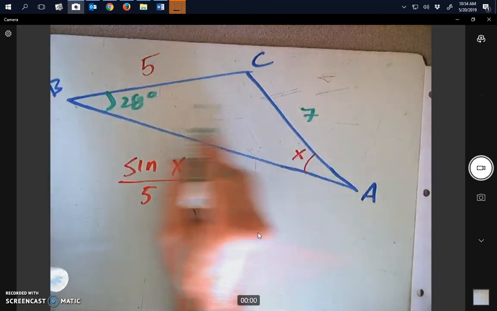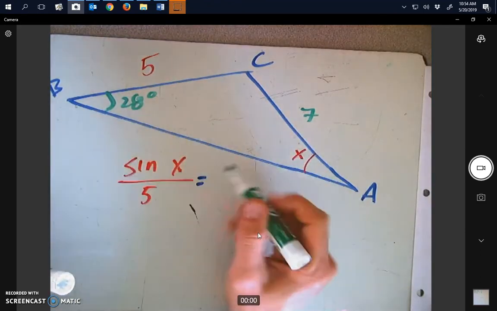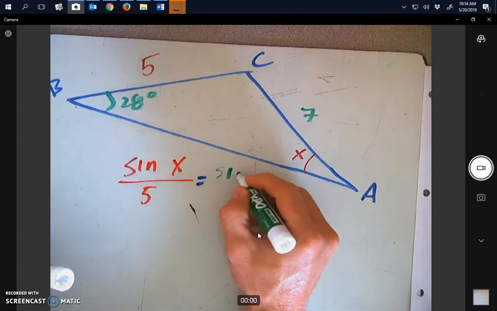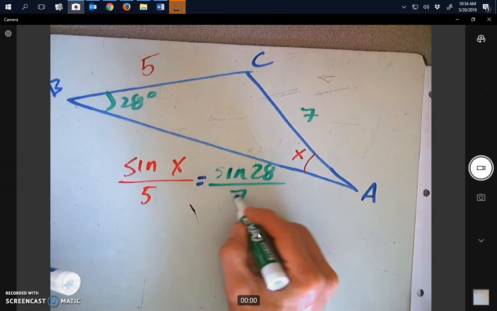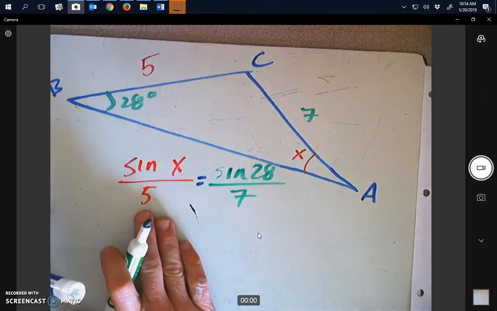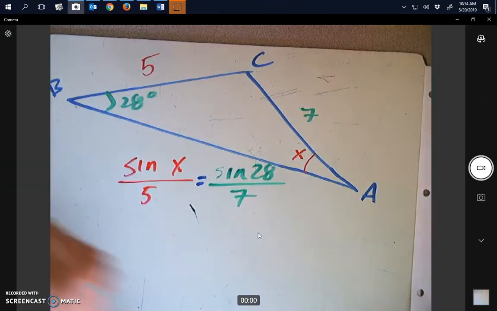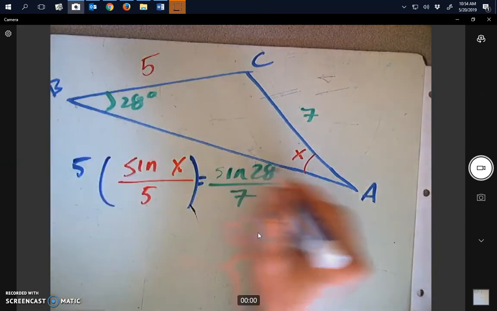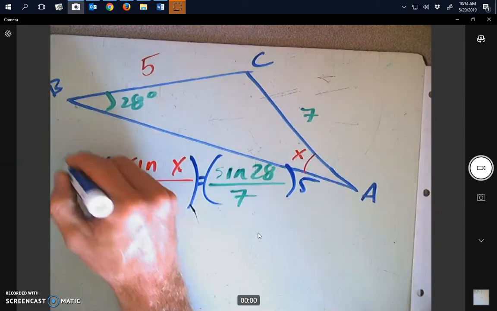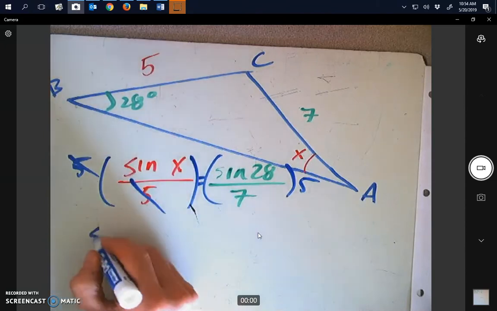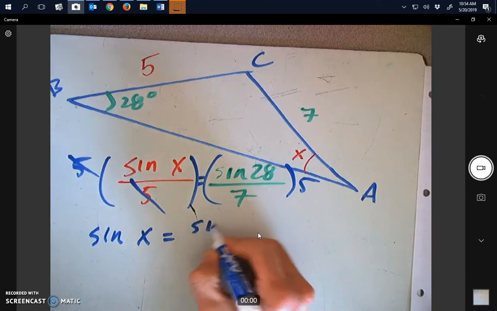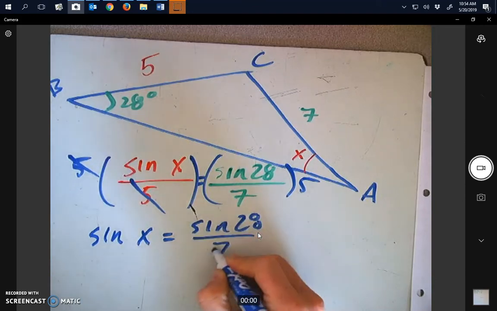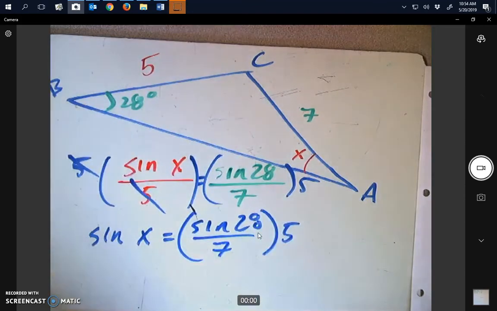our other relationship. Well, what is on top? Remember, our angle's on top, so sine 28 over our side 7. Now, we want to multiply both sides by 5. So that cancels out. So then we have sine of x is equal to all of this. So x is not by itself. So what we need to do is take the inverse sine of both sides.